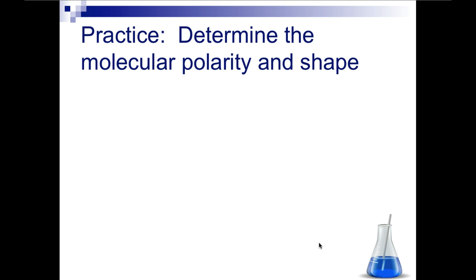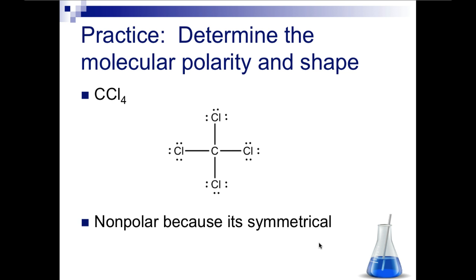So practice. Let's determine the molecular polarity and shape of CCl4. The first thing you're going to want to do is draw it. When you draw it, this is what you're going to come up with. And then you want to look, is the thing symmetrical? And what's its shape? Well, it is symmetrical, so it's going to be nonpolar. And you have a central carbon bonded to four things around it, so it's going to be tetrahedral.